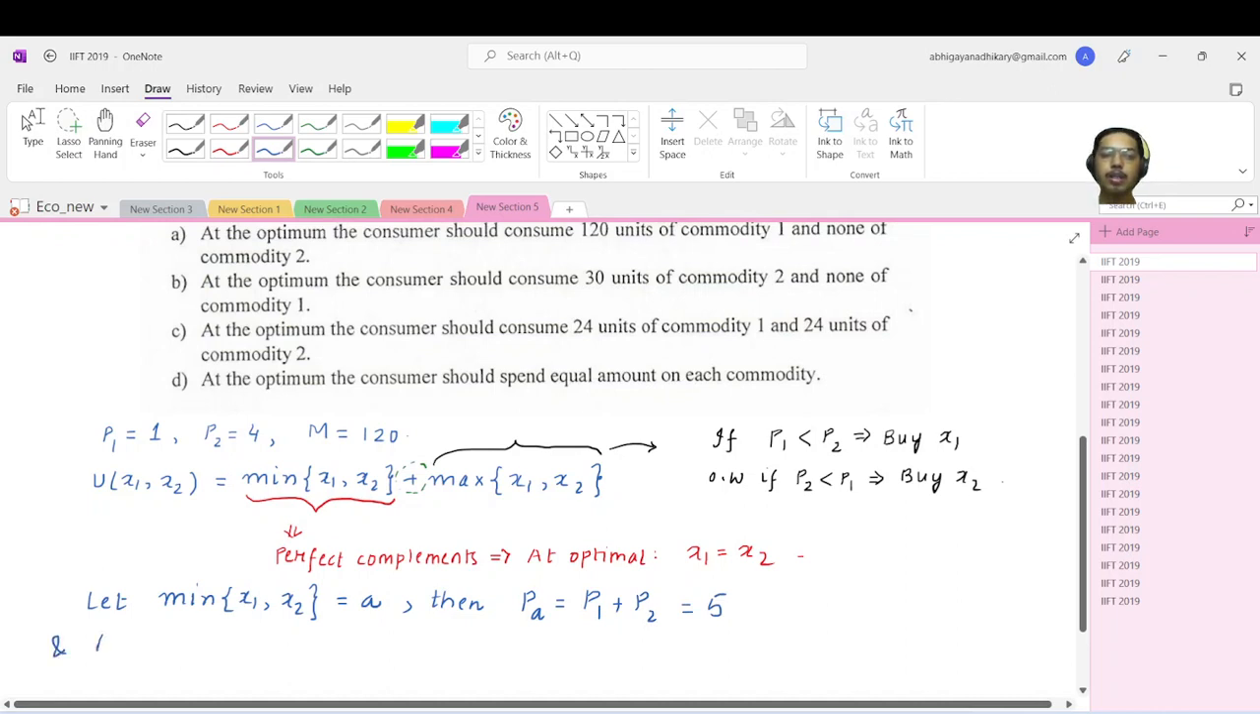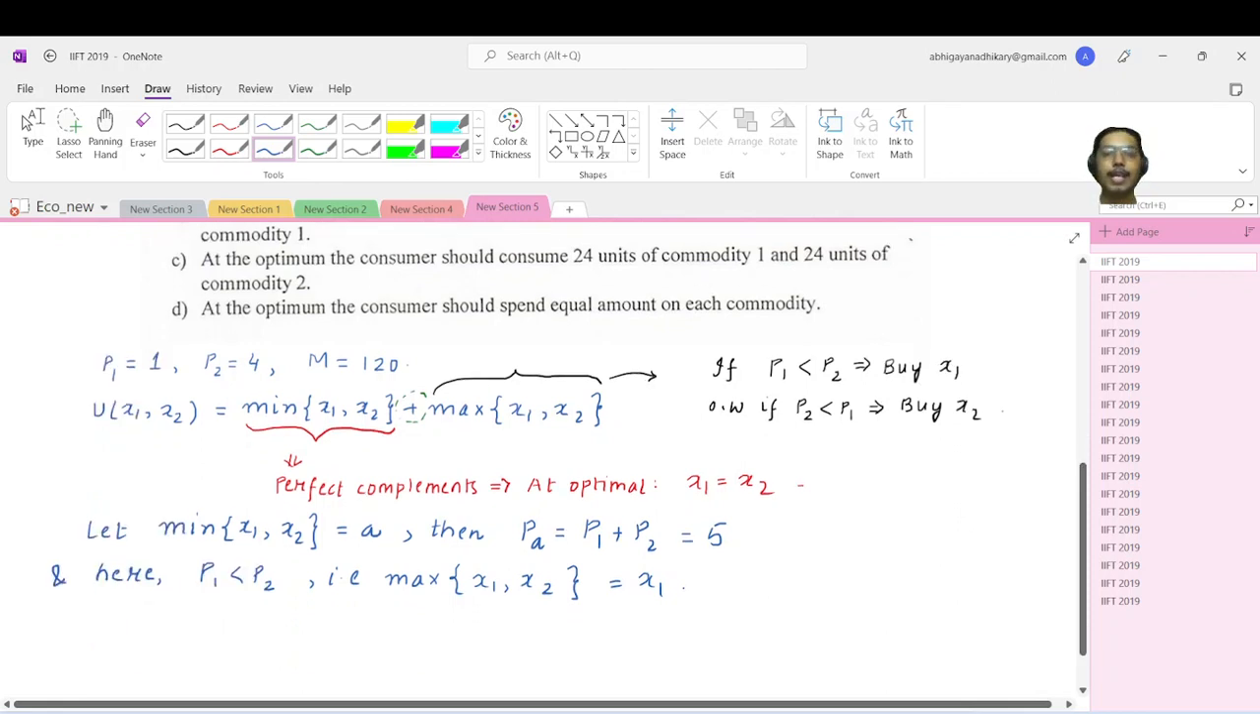And here, as per the data that is given, P1 is lesser than P2. That means max of x1 comma x2 will definitely be equal to x1, because p1 is lesser, so it is cheaper, he'll be able to buy more, so max of x1 x2 will be x1. So you can see that we basically have a more simplified utility structure over here. U is equal to a plus x1.